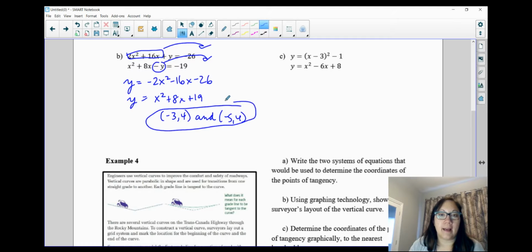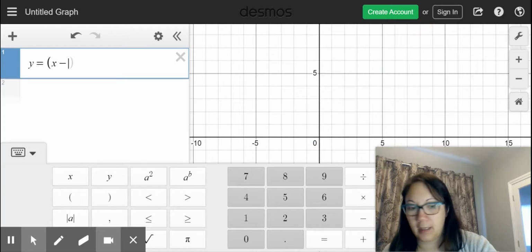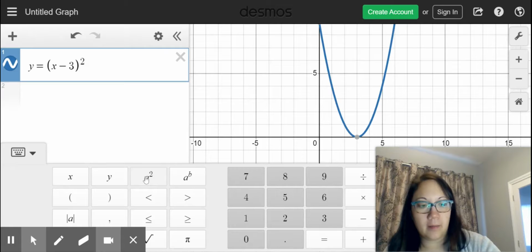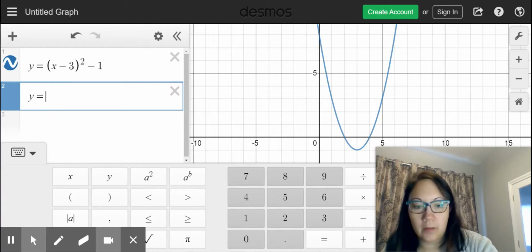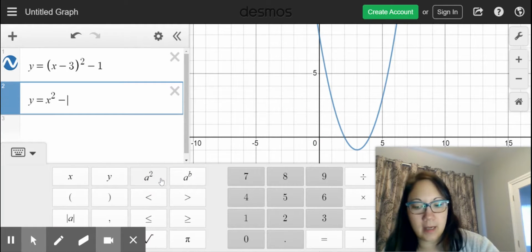All right, we're going to go ahead now and graph our last set. And as you can see, they're already solved for y. So we are just going to go ahead and graph those. So our first one was y equals, and then in brackets, x minus 3 all squared. There we go, minus 1. And our second one was y equals x squared minus 6x plus 8.